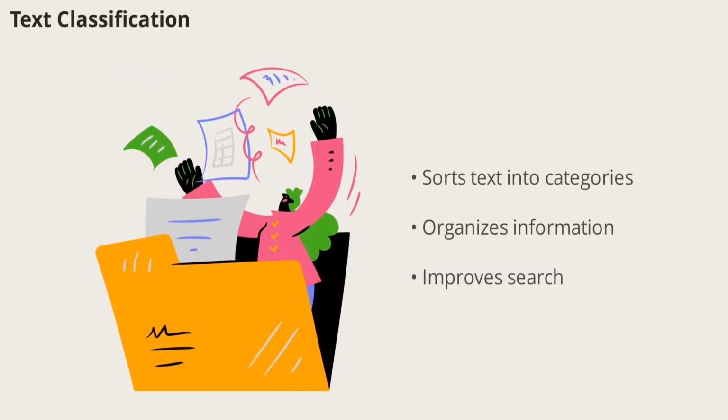productivity. Text classification involves categorizing text into predefined groups. For example, emails can be sorted into spam or non-spam, and news articles can be classified by topic. NLP systems use machine learning algorithms to analyze text and assign appropriate labels. This process is essential for organizing large volumes of information and improving search and retrieval.